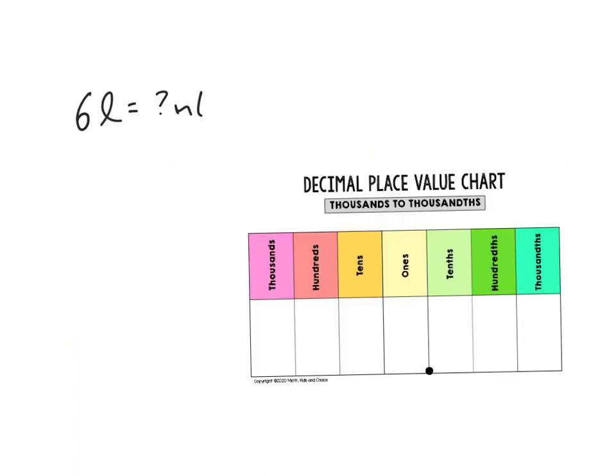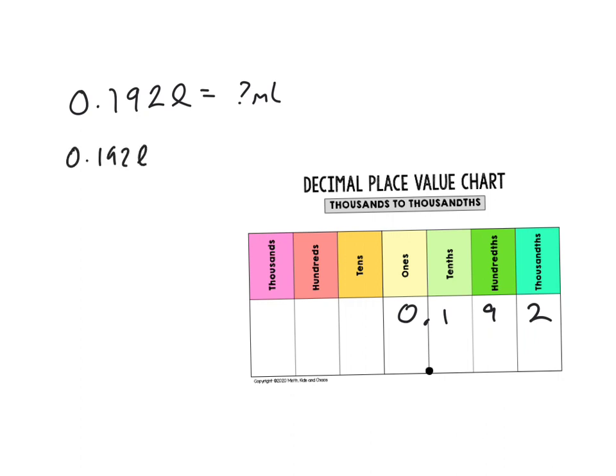So 6 litres times it by 1,000 is going to be 6,000 millilitres. 6 litres equals 6,000 millilitres. This one, 0.192 litres. Now times it by 1,000. Zero's before the decimal point, and it's the only number before the decimal point, so don't worry about it. So 1 goes 3 spaces into the hundreds. 9, 2. The answer is 192 millilitres.